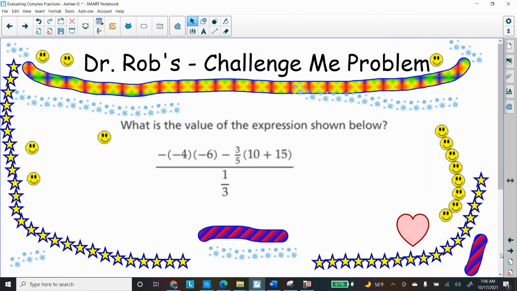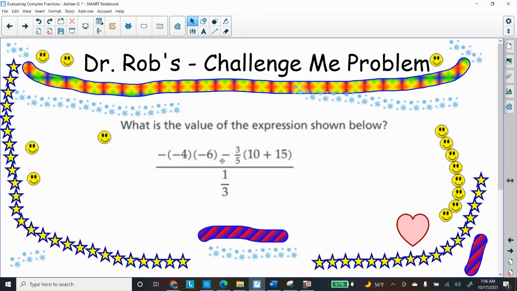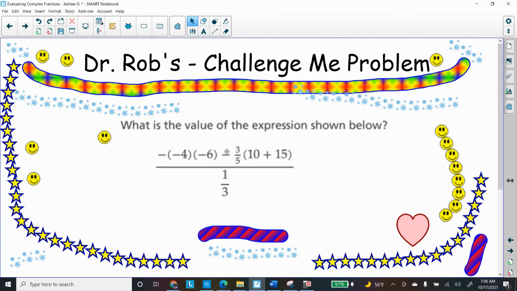And here is a special challenge problem that I found for you guys to do. So what is the value of the expression shown below? So look at all this stuff going on in the numerator. And as I said, the key idea is type all of this stuff into your calculator. And I know you got a lot of stuff in here, so type it all in. Desmos would handle it very nicely, but use whatever calculator you want.